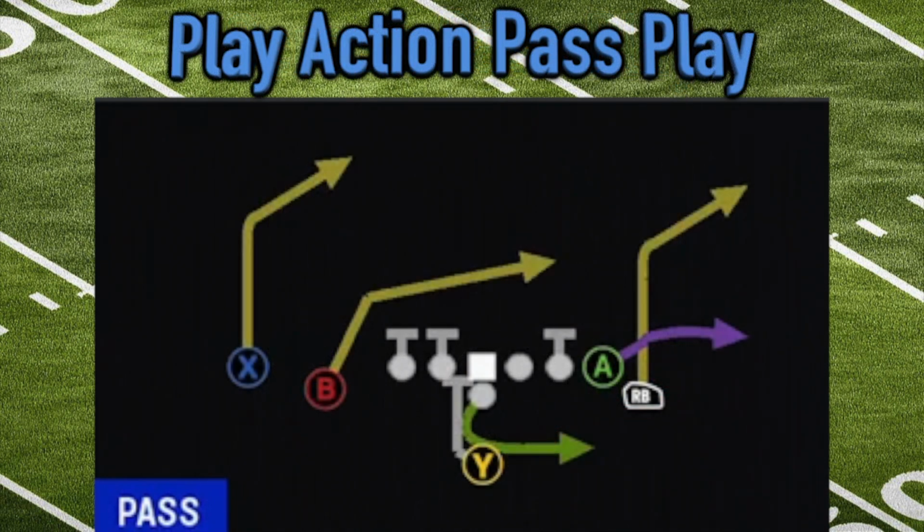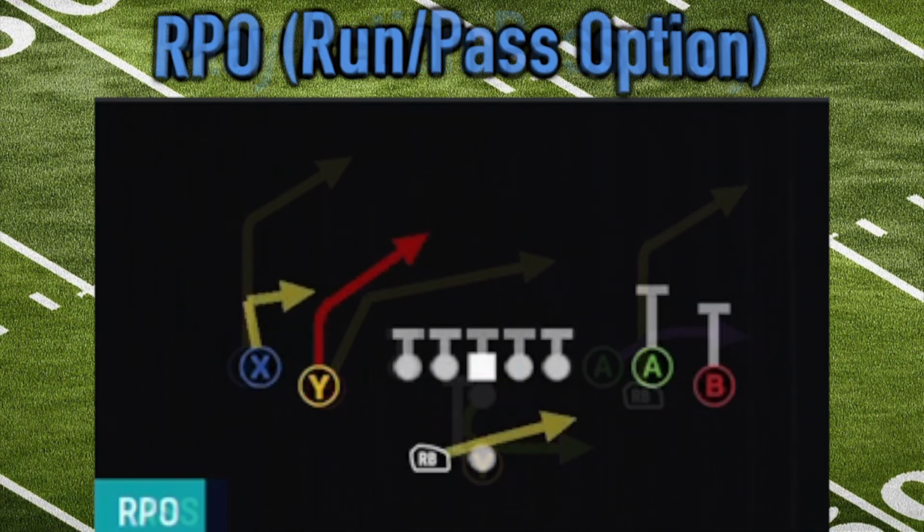The last passing concept for right now is a play action pass. This is where the quarterback fakes a handoff to the running back and ends up throwing the ball to a receiver. Play action is a great way to keep the defense off guard and get them to bite on a run fake.